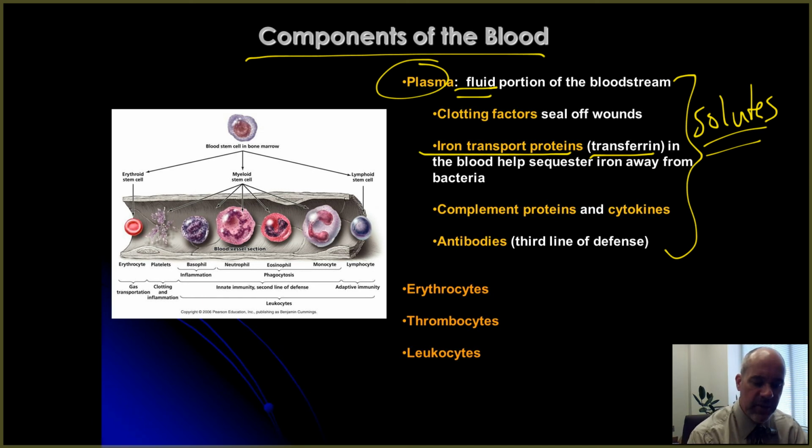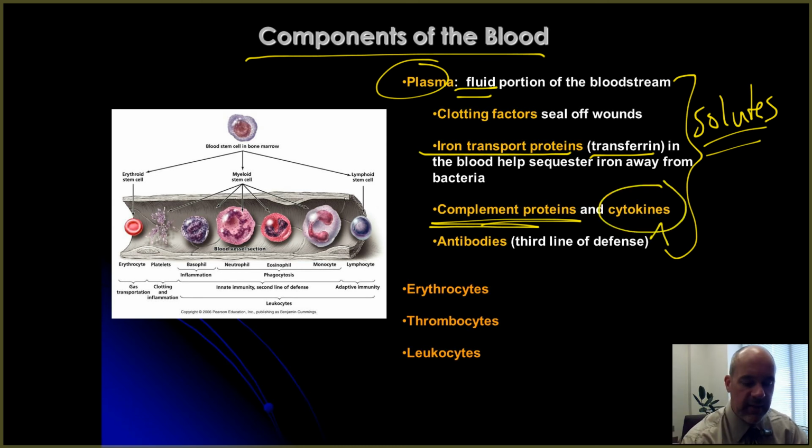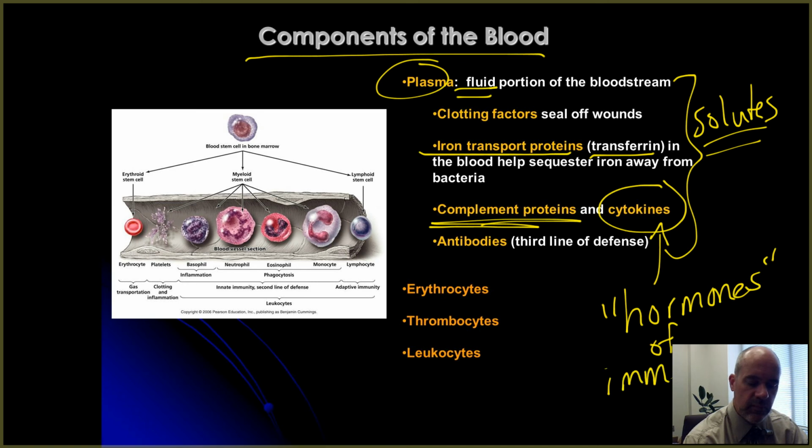Then there's a system of proteins, antimicrobial proteins, that are referred to as the complement system because it complements or helps out other branches of immunity. And we'll talk a little bit about that system later. Cytokines in the blood, cytokines are like the hormones of the immune system. They're signaling molecules that either ramp up or tone down immune responses to microbes that have invaded the body.